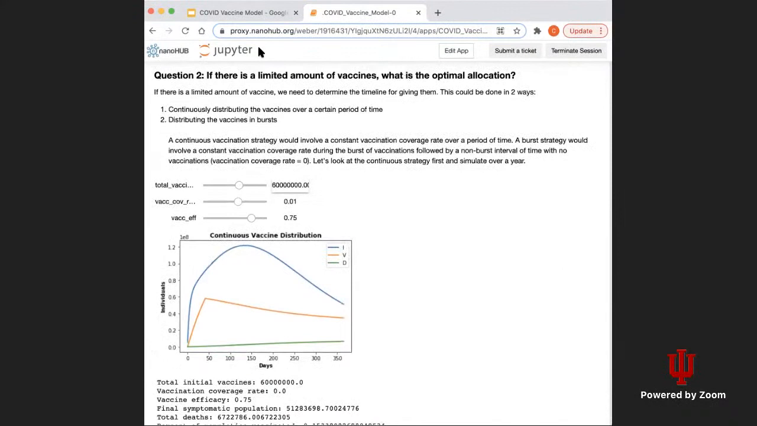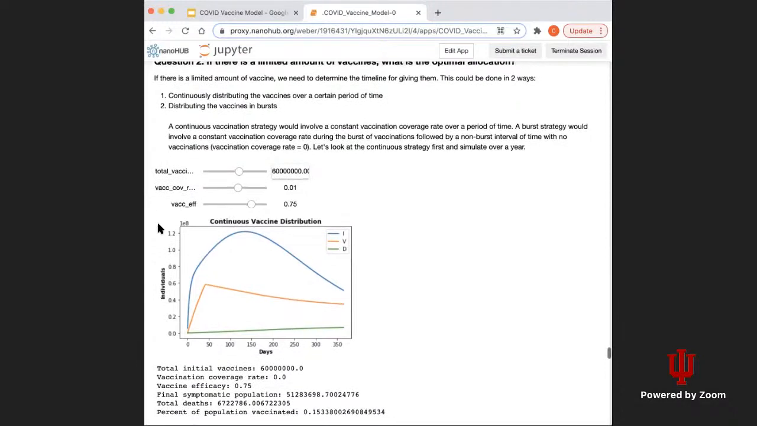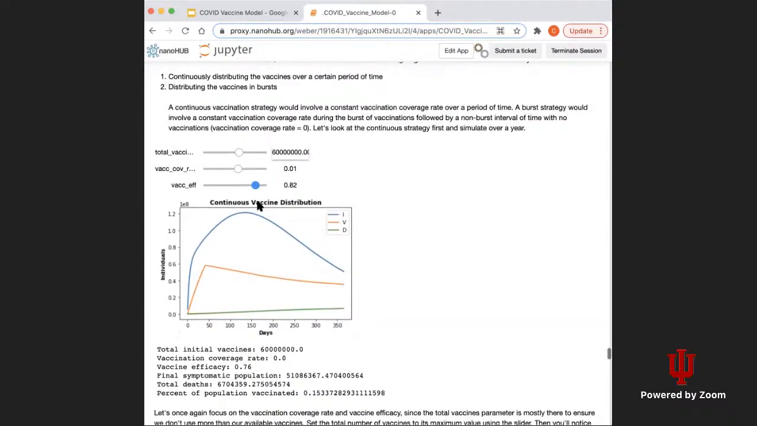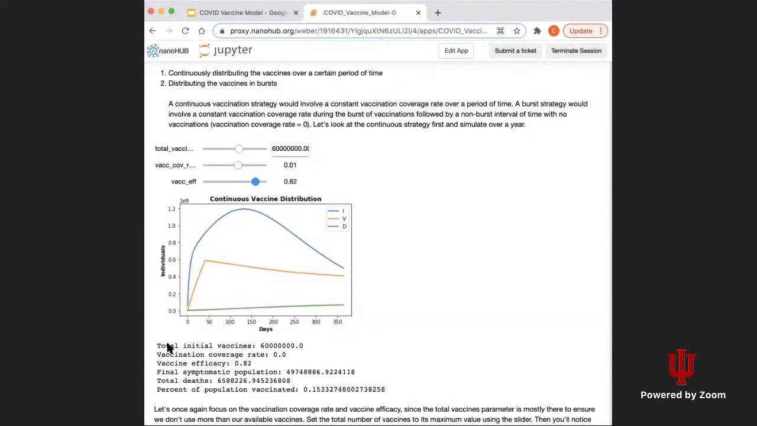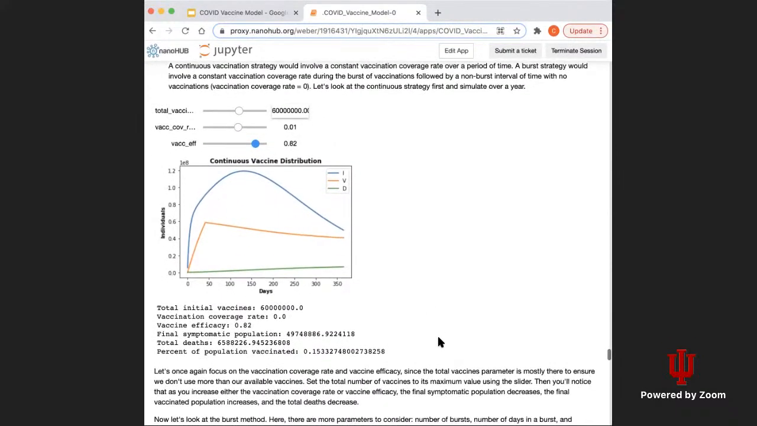The next question is similar, but it's saying that if there are a limited amount of vaccines, what's the optimal allocation, meaning what's the specific timeline and how the vaccine should best be implemented. It starts basically with vaccine coverage rate and total vaccinations and vaccine efficacy until the viral infection ends. It doesn't specifically say at what point the viral infection ends on these next two questions, which I think is something they could have added.